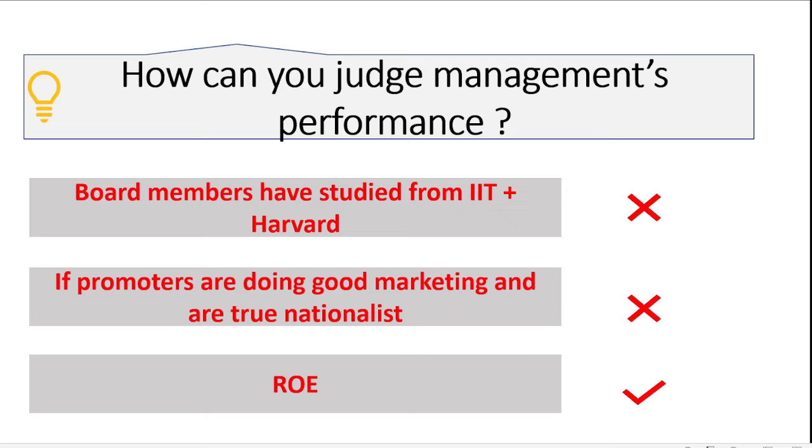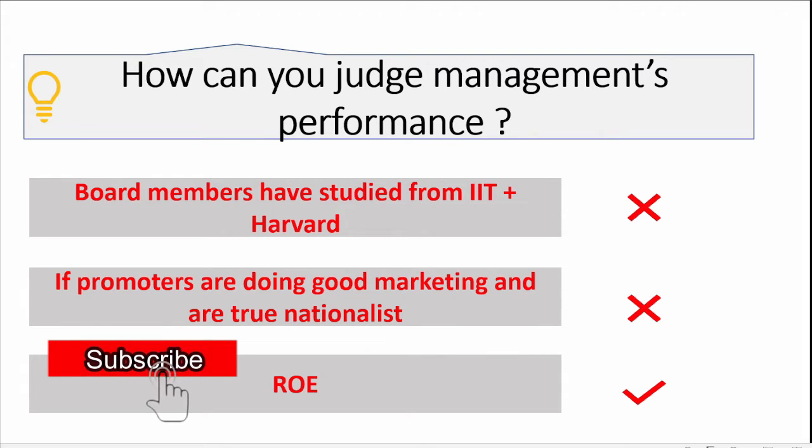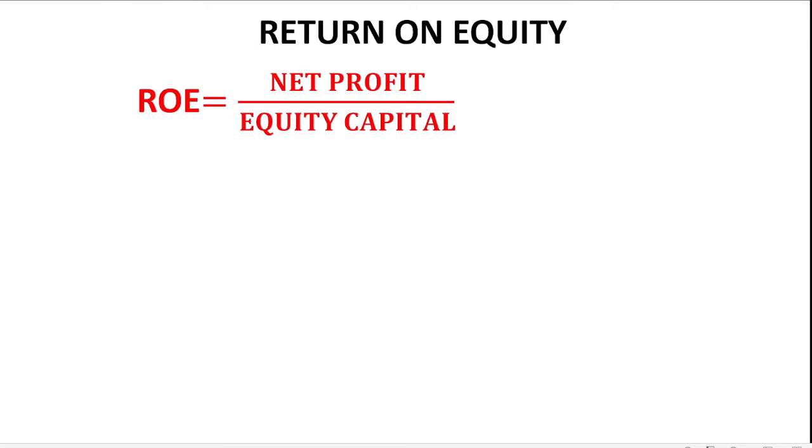It doesn't matter what they have studied. It doesn't matter what kind of marketing they are doing. It doesn't matter where they are aligned politically. All that matters is how they are performing and what the return on equity is. Now let's try to understand the meaning of return on equity. We will take the example of ITC to understand how to calculate return on equity and what it means. So ROE, or return on equity, can be defined as net profit divided by equity capital.